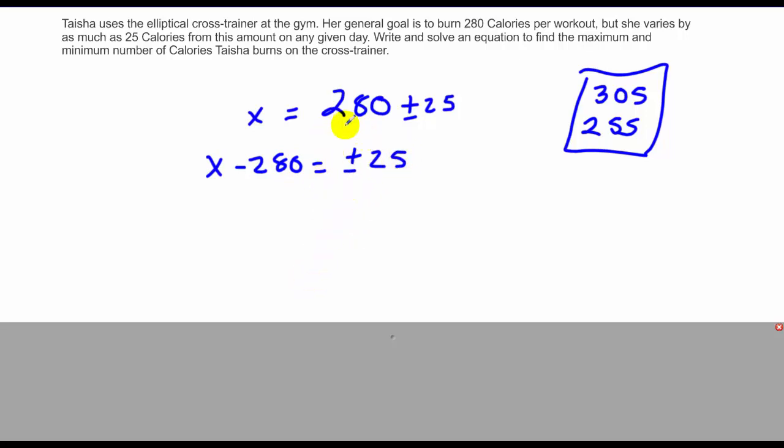We said absolute value is equivalent to a positive or negative distance. So what I'm going to do is tack on my absolute value sign to the x minus 280 and set that equal to 25. Notice the plus or minus goes away.